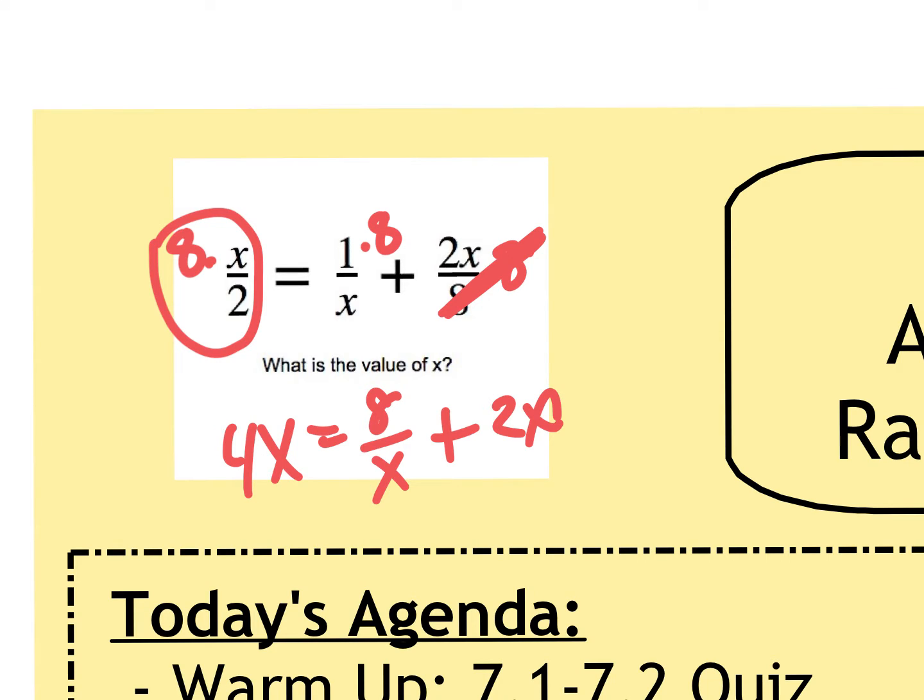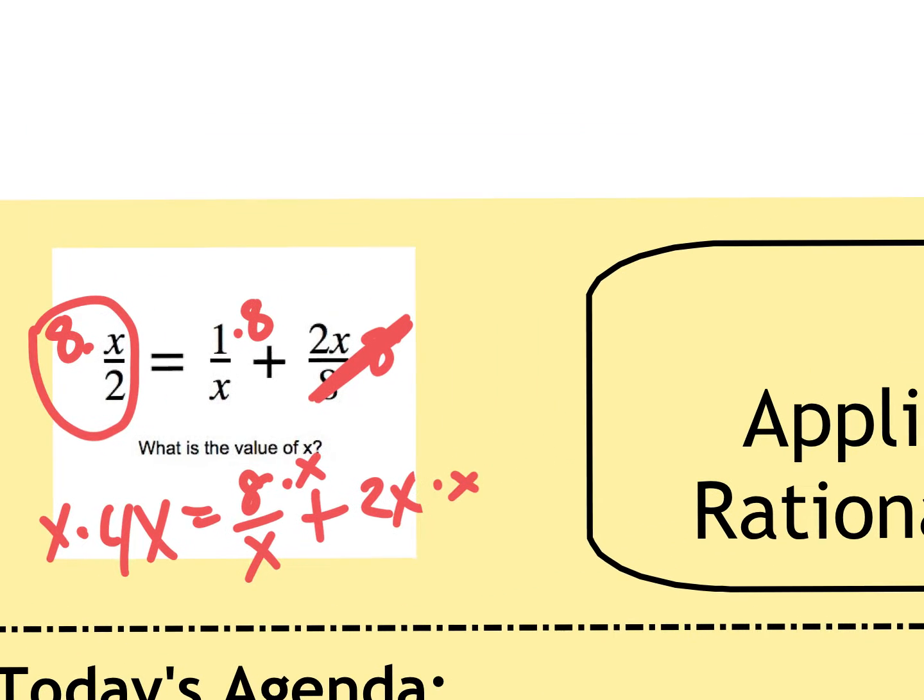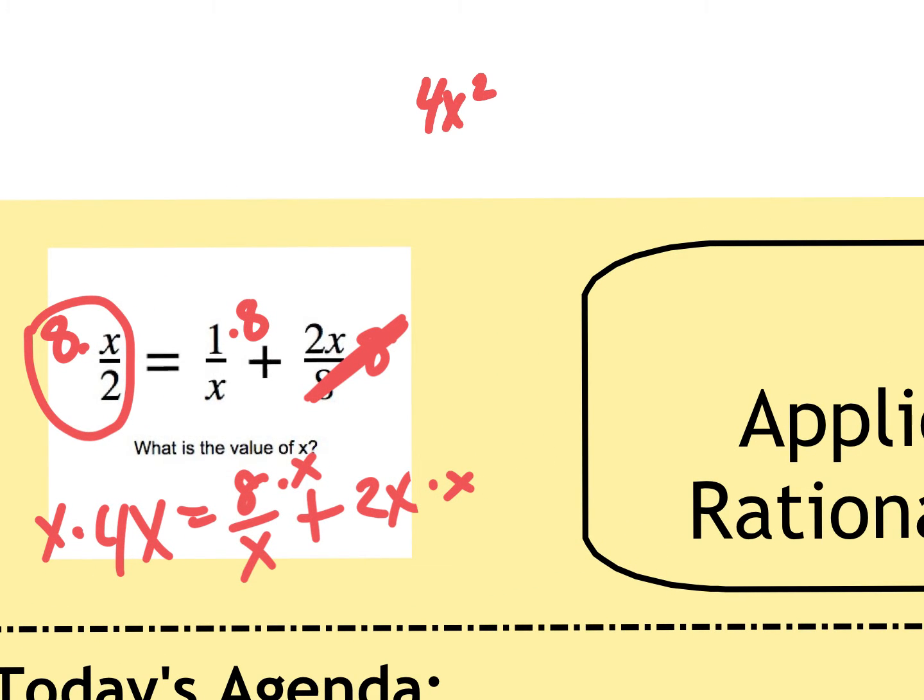But a lot of kids will stare at this for a long time because they're like, I don't even know what to do. I don't know how to put them together. Do I need a common denominator? No, you don't need a common denominator. You just need to clear the fractions. So, Miss Pat, what do you multiply by next? I'd say x. I agree. Everybody multiply by x. And now I have 4x squared. I'm going to write it up here so I have more room. 4x squared is equal to 8 plus 2x squared.